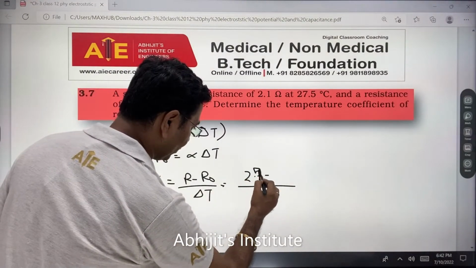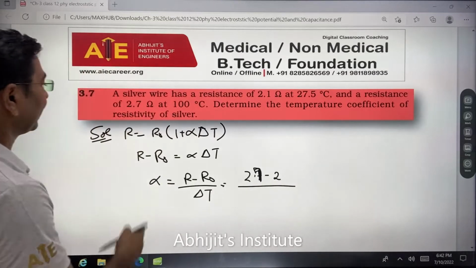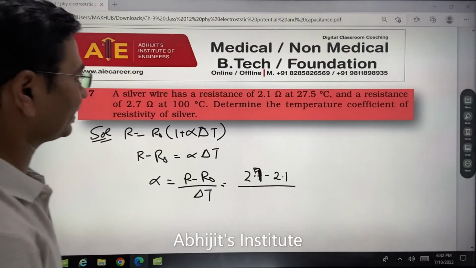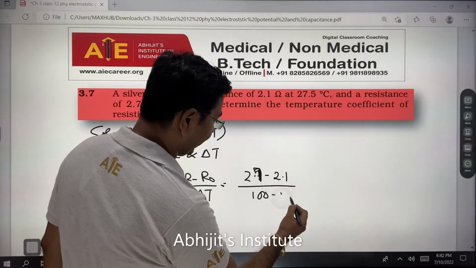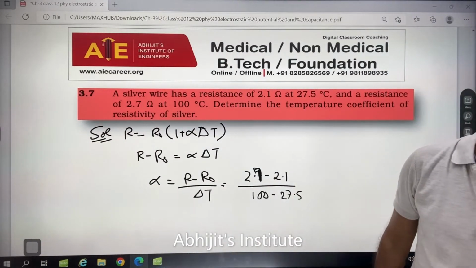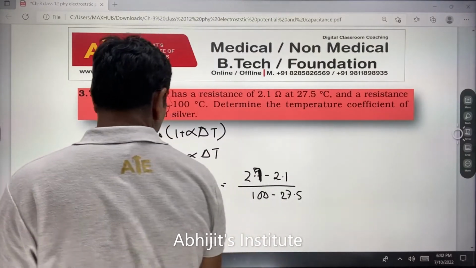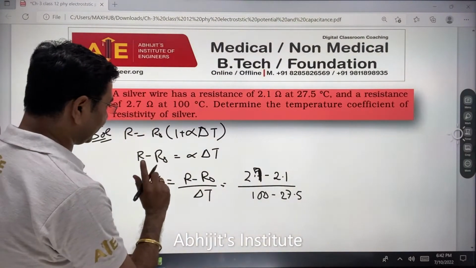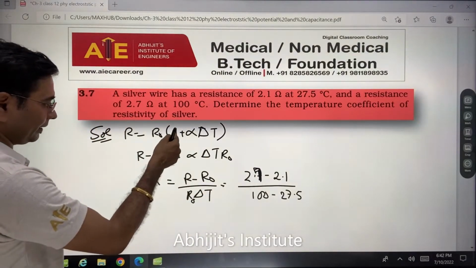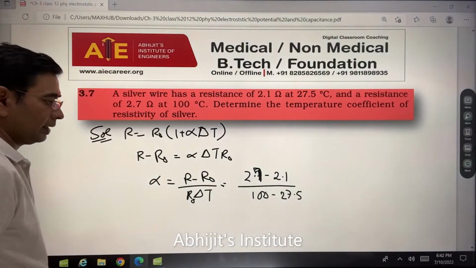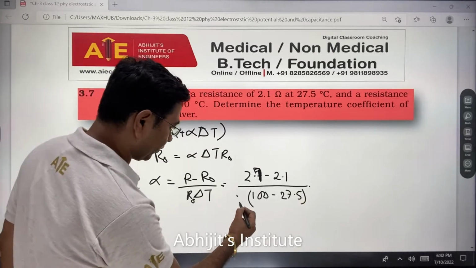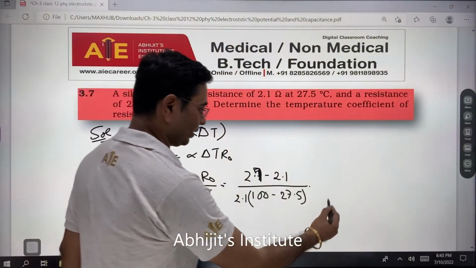So 2.7 minus 2.1. And the change in temperature, you can see that change in temperature is 100 minus 27.5. So look at this and try to solve it straight away. One thing here: an R naught will also come, if you see very carefully, because it goes inside, and R naught gets divided. We did this in the previous problem also. My R naught is 2.1, so just put in 2.1 and you will get your answer.